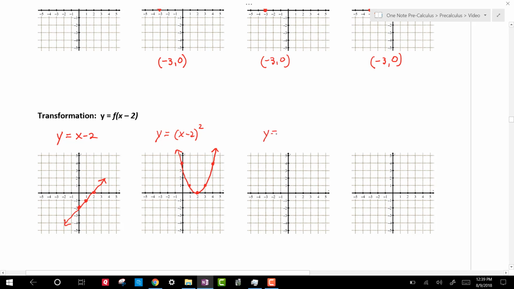The next one would be y equals the absolute value of x minus 2. So that's going to move my vertex over here to 2. I still have a slope of 1 to 1.